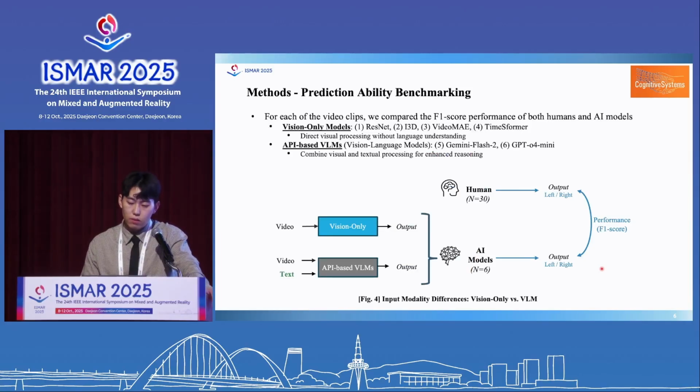So our focus is the comparison of human and AI. We recruited 30 human participants and used 6 AI models. In particular, we used 2 types of AI models. The first is the vision-only models: ResNet-based, autoencoder, and transformer-based. The second is the vision language models, like GPT and Gemini. This architecture combines visual and textual processing for enhanced reasoning. This has a powerful advantage: we can provide detailed text instructions to guide their predictions.